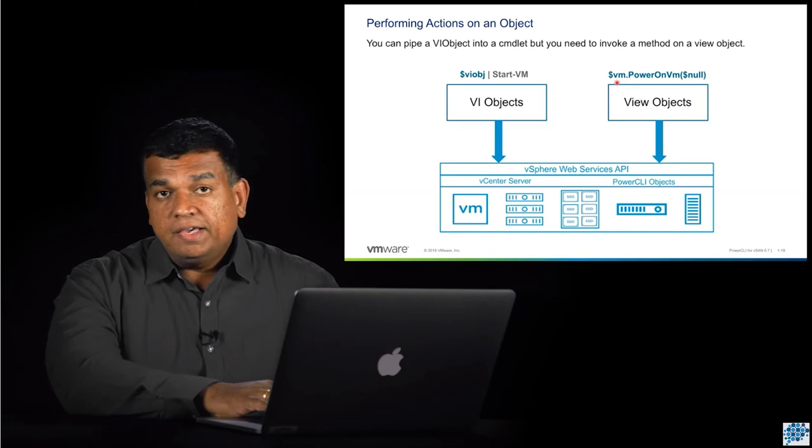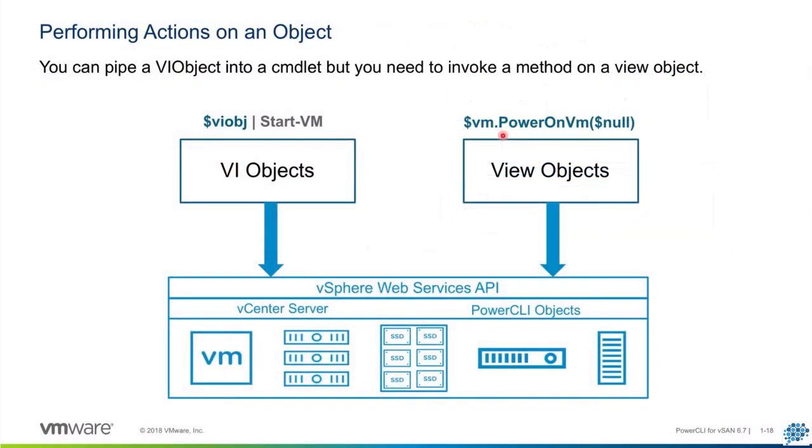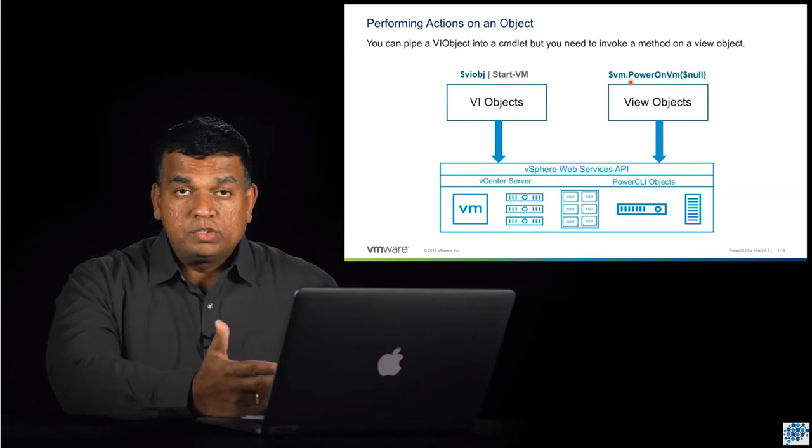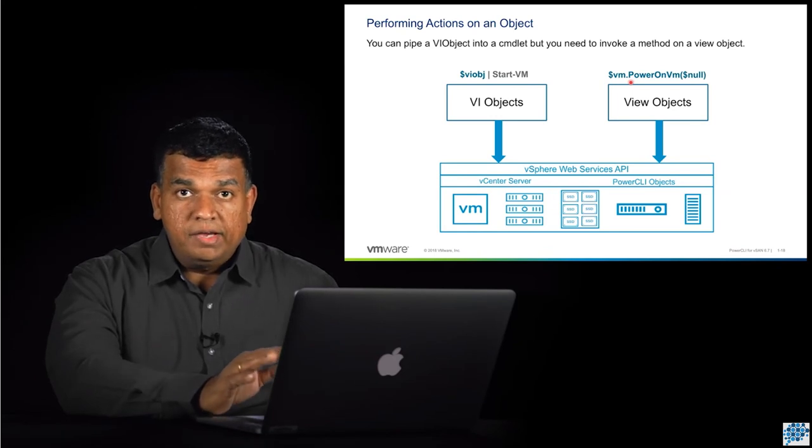In the case of a virtual machine, we have a method called PowerOnVM. That is a method of the virtual machine. This is a low-level method. It is not like a PowerCLI commandlet. This is an actual method of the low-level API object.